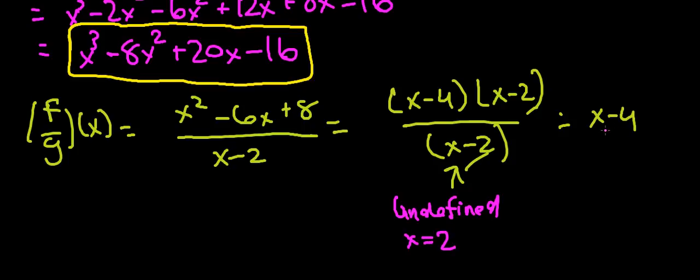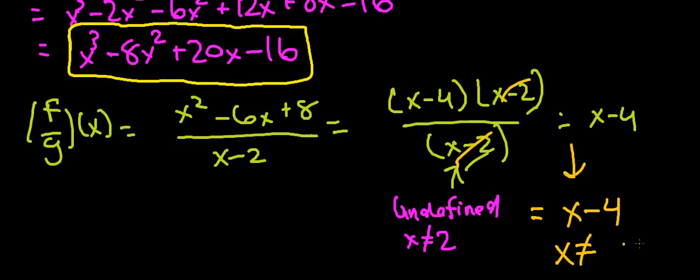See here, if we look at this function, we could say, oh, x can be 2, and it will be a real answer. If we put in x is equal to 2 here, we would get 2 minus 4, which is minus 2. But you see, if we put it in this original equation, we're going to get a 0 in the denominator, which makes it undefined. So it's okay to cancel these out. However, we have to make a note that x cannot equal 2. So our final answer is x minus 4, x cannot equal 2.